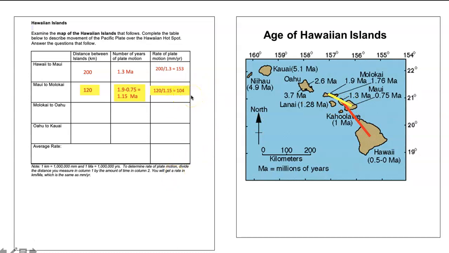So I like to think of centimeters. This is about 15 centimeters. This is about 10 centimeters a year. Both of those are reasonable values for plate motion. But you can see that they're different from each other. So you're going to do the next two, and then you're going to add them up and divide by 4 and see what you get for your average.